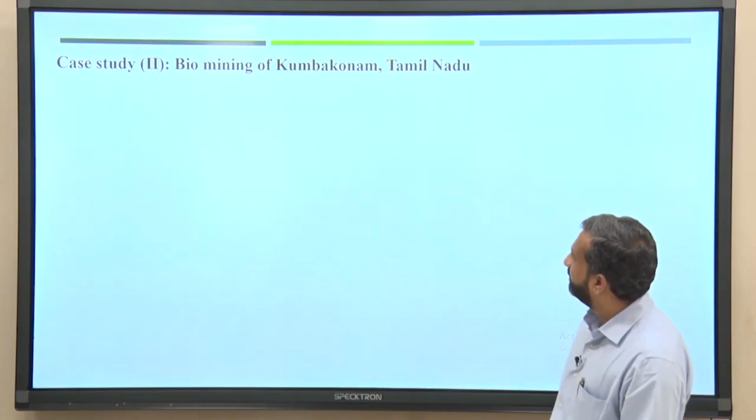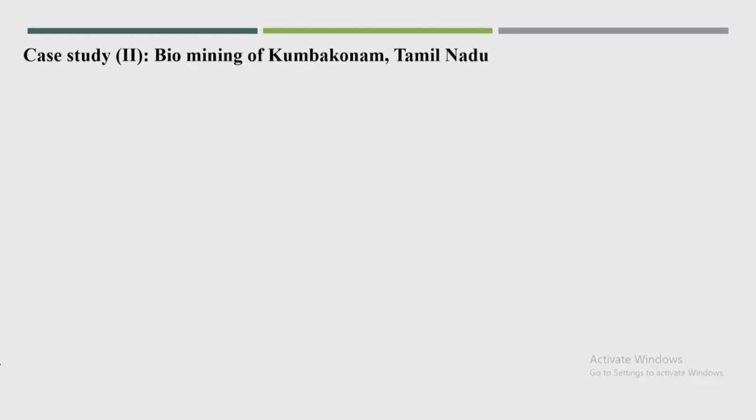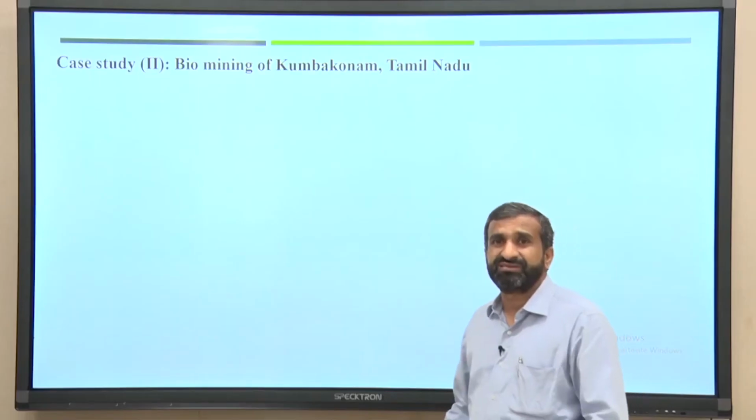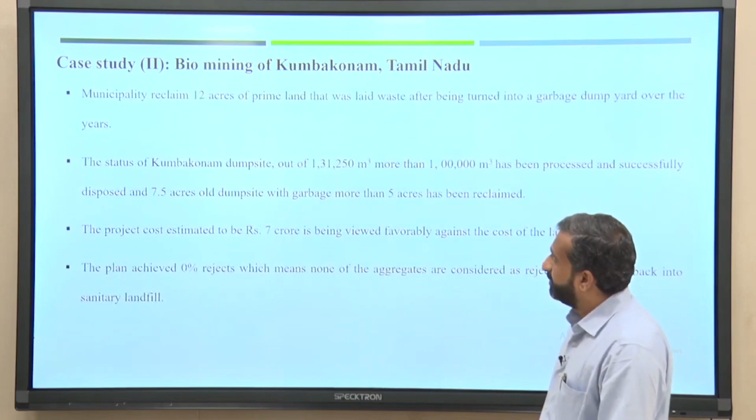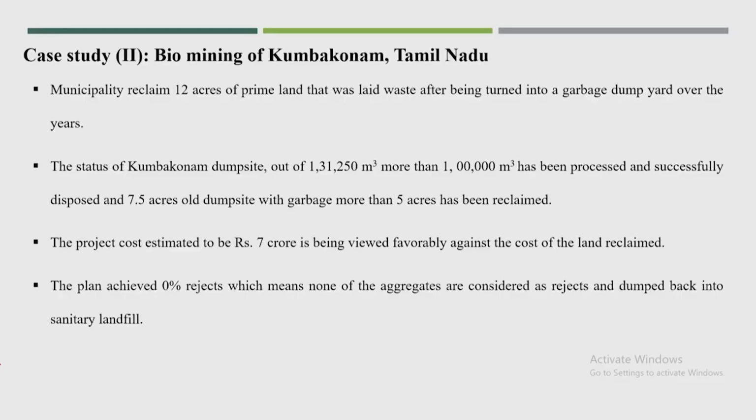Another case is Kumbakonam in Tamil Nadu. This is also, I think, one of the most successful stories of biomining of legacy waste. The municipality reclaimed around 12 acres of prime land that was laid waste after being turned into a garbage dump yard over the years. Of the 1,31,250 meter cube at the Kumbakonam dump site, more than 1000 meter cube has been processed and successfully disposed, and of the 7.5 acre dump site with garbage, more than 5 acres has been reclaimed.